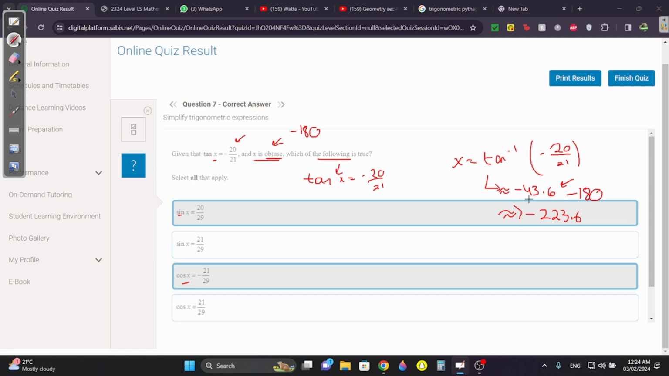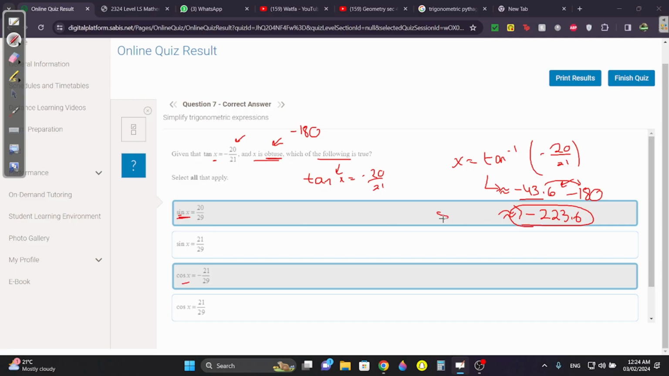But with your calculator, please don't round. It's not hard. Just take this answer and put minus 180. You'll get something like this. Obviously, I'm not going to write down the whole decimal. So this is going to be your angle now. This is your angle.